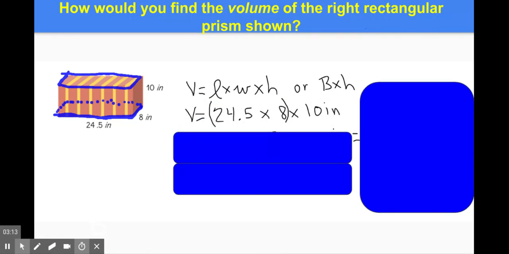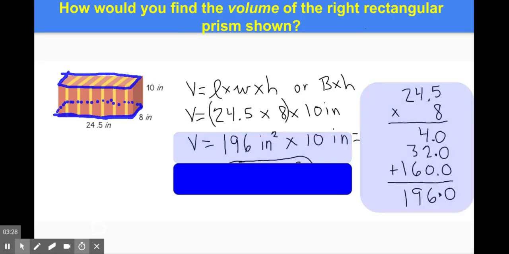So in parentheses is the length times the width, or the area of the base, which is 24.5 inches times 8 inches. And then we multiply that by the height, which is 10 inches. Now, here's my mathematical work. I multiplied 24 and 5/10 times 8. You get 196. If you want to check that, go ahead and click pause, and you can take a look at my calculations. But the area of the base is 196 square inches.